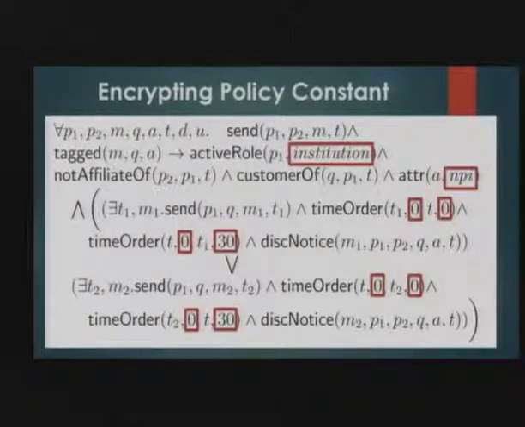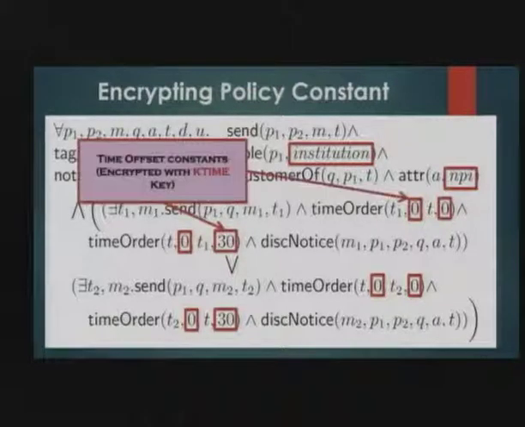So instead of giving this policy, I'll give this constant encrypted policy, where all the constants are encrypted. The only difference is that this time the offset constants, where they appear in the time order, are encrypted with the K-time key. That's basically what we have so far. Okay, questions? No questions so far? Well and good.